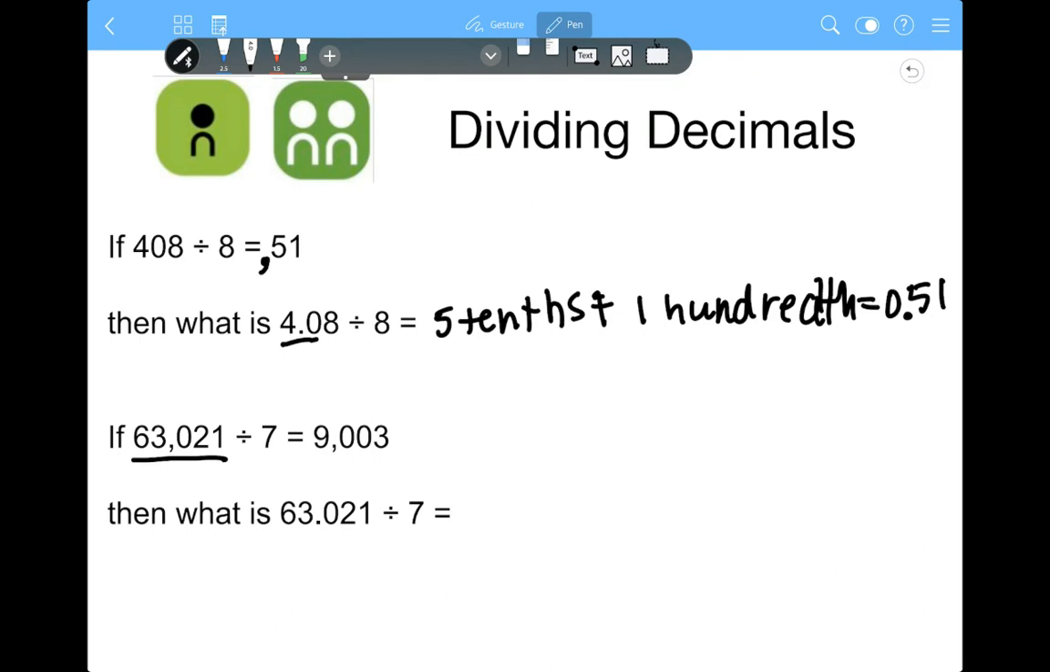63,021 divided by 7 is 9,003. So I know that my answer is going to be the same digits because I'm dividing by the same digits here. Here, my decimal is between the ones and the tens place. I'm dividing thousandths, so my 3 is going to be in the thousandths place. So my decimal is going to be right here between the 9 and the 0.